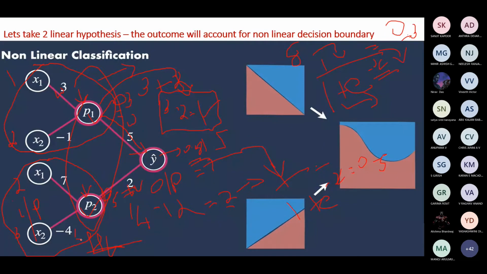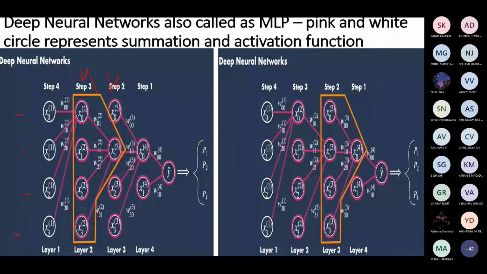Now consider a slightly more complex graph like this. See how many inputs are there? 1, 2, 3, 4. Layer 1, layer 2, layer 3, layer 4. This is the second hidden layer, this is the third hidden layer, and this is the output layer. There can be a structure like this also.